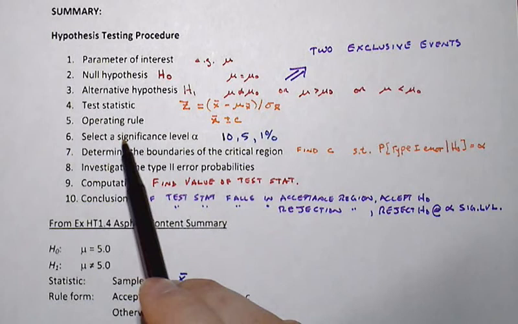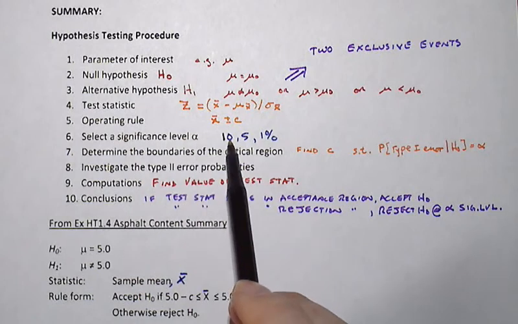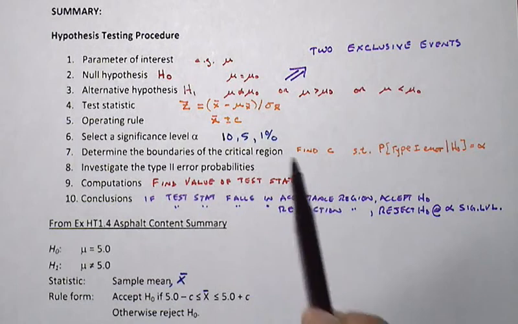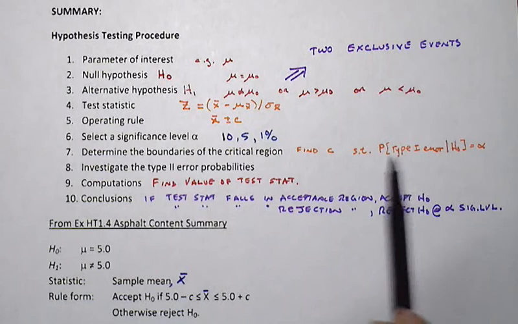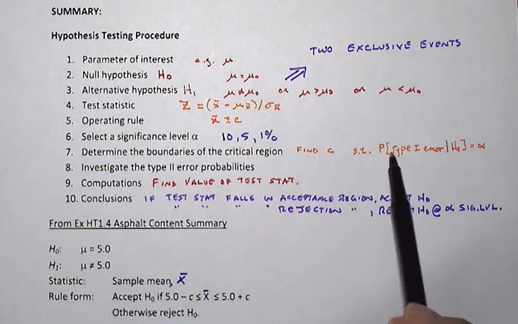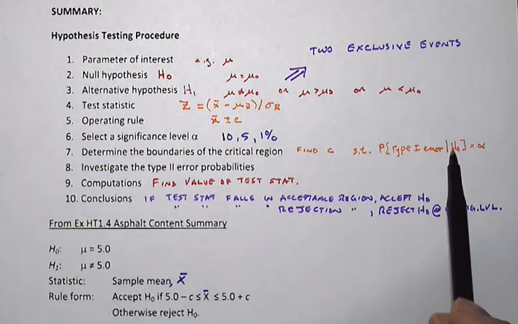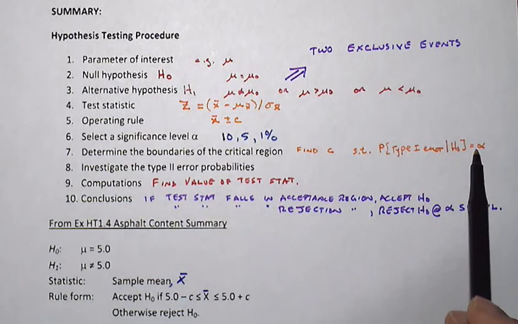And then we select a significance level. That's very conventionally chosen as 10, 5, or 1%. And then we use that to figure out what this value of c is. That is going to go along with essentially the probability of a type 1 error, given the null hypothesis, being set equal to alpha.